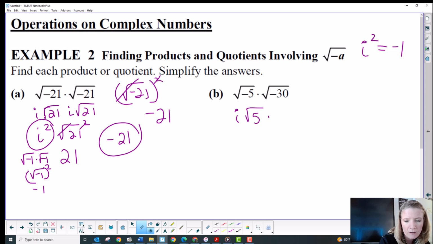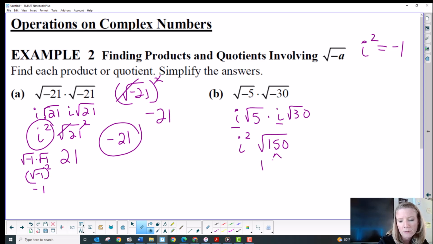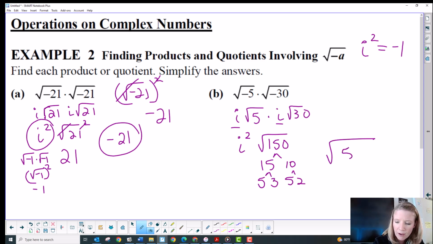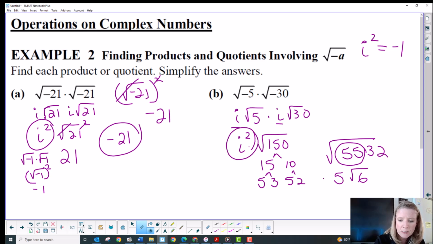That's i square root of 5 times i square root of 30. The two i's multiply together and make i squared. And then that's the square root of 5 times 30, which is 150. We're going to break that down. That's 15 and 10, 5 and 3, and 5 and 2. So I have 2 5s, a 3, and a 2. The 2 5s get married. The preacher says 2 become 1. So that's 5 square root of 6. And then my i squared makes the whole thing negative. So it's -5 square root of 6.